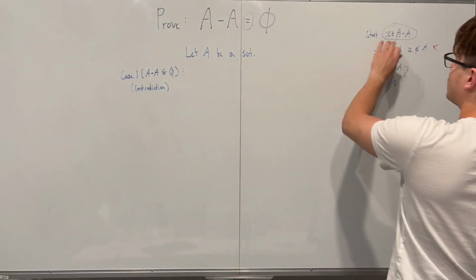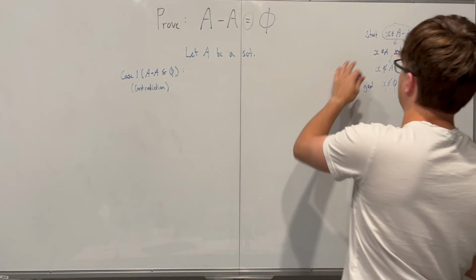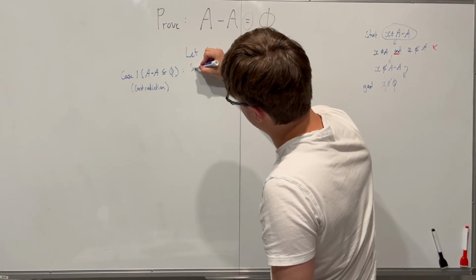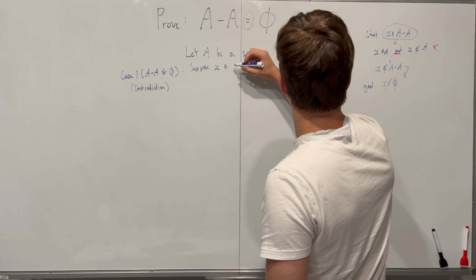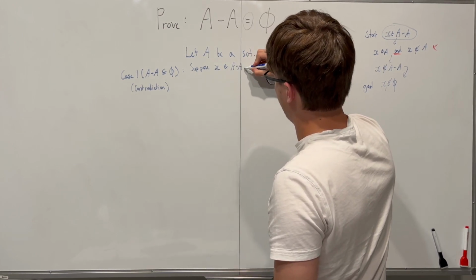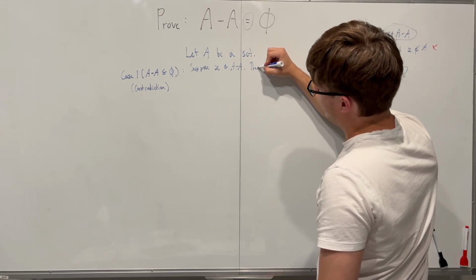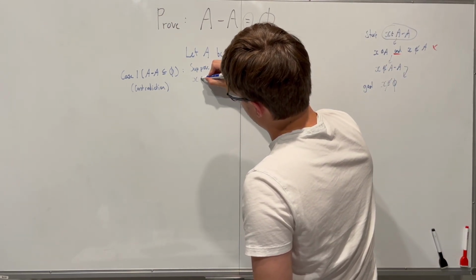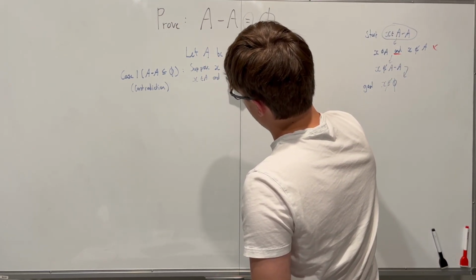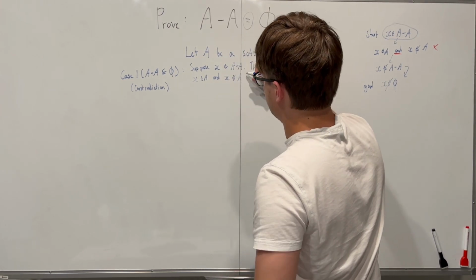Okay. So what are we going to do? We're first going to suppose what's not going to be true. We're going to suppose that x is an element of A minus A. Fantastic. Then we want to unpack what that means. We say that then x is an element of A and x is not an element of A.